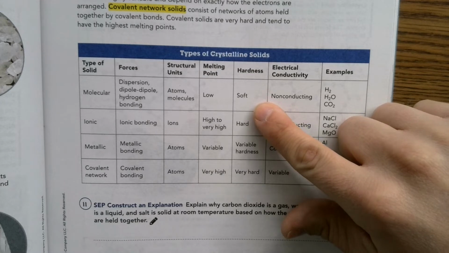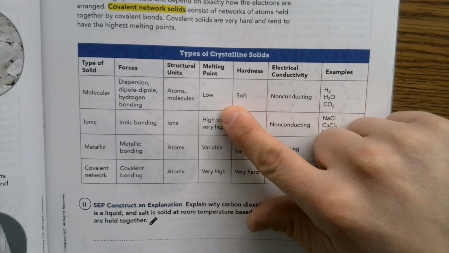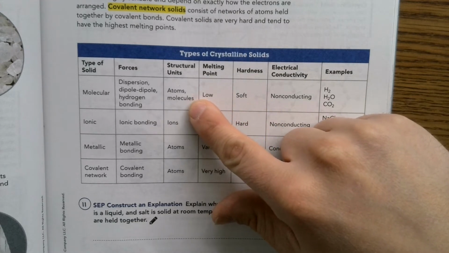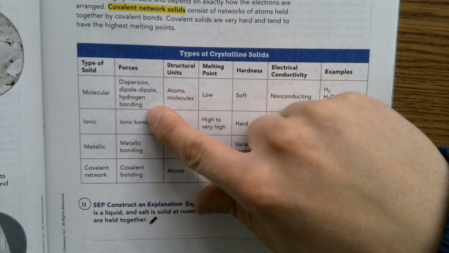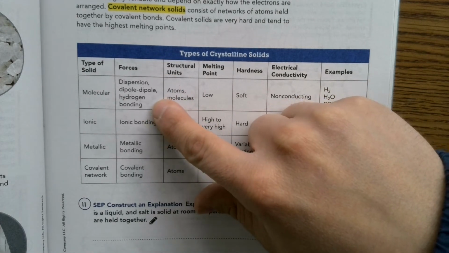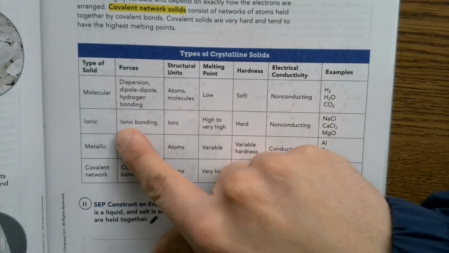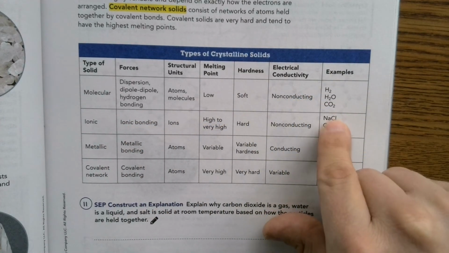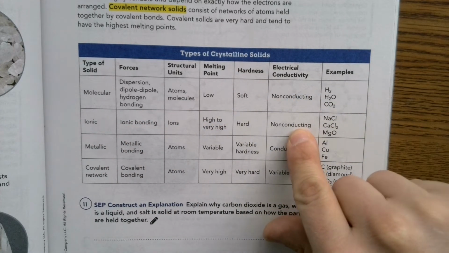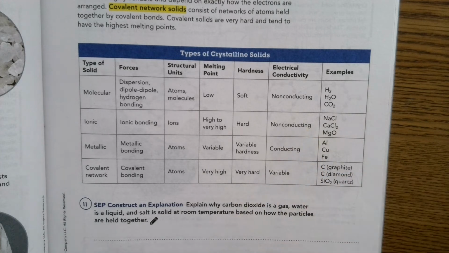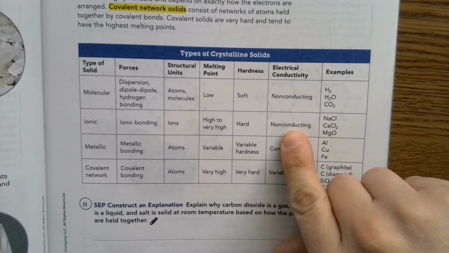Because water is a liquid at room temperature. Their melting points are very low, and it tends to be atoms and molecules. And they have all three kinds of forces that are involved. Okay, ionic bonds, you can think of something like table salt. It's non-conducting, but if you put it into water and they separate into ions, they will conduct electricity.